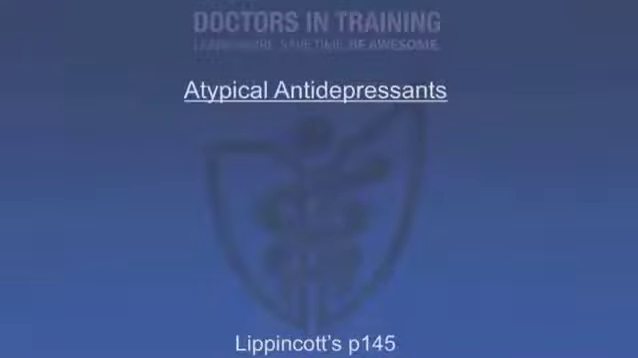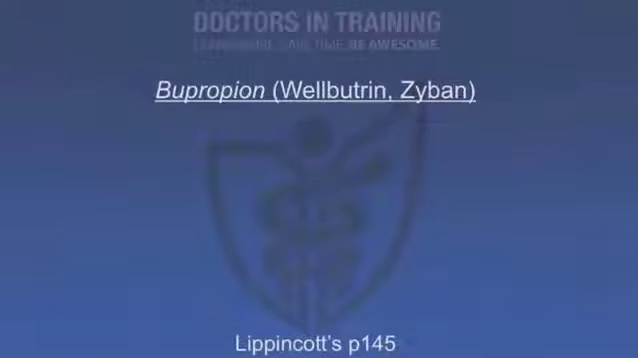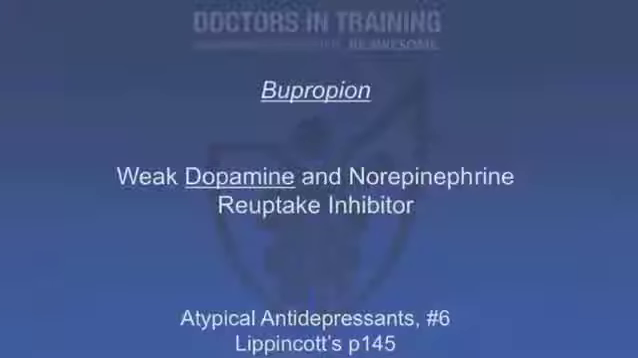Next, we will start to talk about atypical antidepressants. This is a mixed group of agents that have several different action sites, but they're not any more or less efficacious than your tricyclic antidepressants or SSRIs, and their side effect profiles are different. We will start by talking about bupropion. Bupropion acts as a weak dopamine and norepinephrine reuptake inhibitor. It has a short half-life, and because of this, it may require more than once-a-day dosing or the administration of an extended-release formulation.